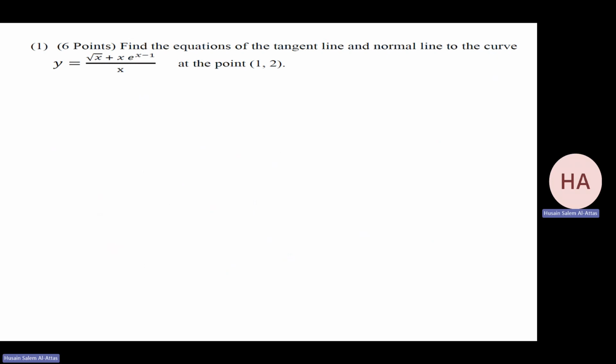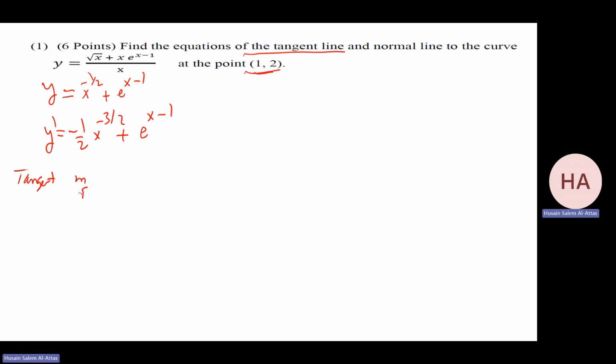Find the equation of the tangent line and normal line to this curve at this point. Okay, this you can simplify. It's x to the power minus half plus e to the power x minus 1. This is my y. So find y prime: minus half x to the power minus 3 over 2 plus e to the power x minus 1. To find the tangent, this is the point. m tangent will be what? f prime at 1, and that is minus half plus e to the power 1 minus 1, which is 1, so it is half.